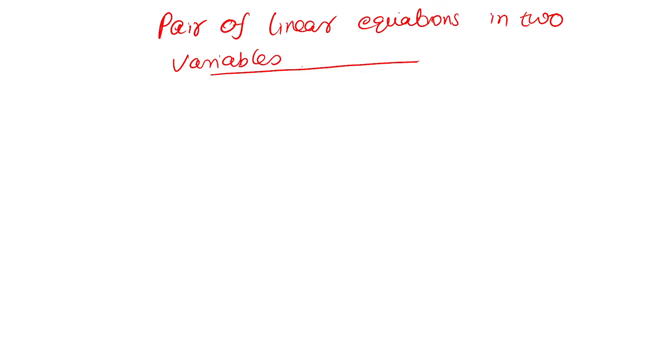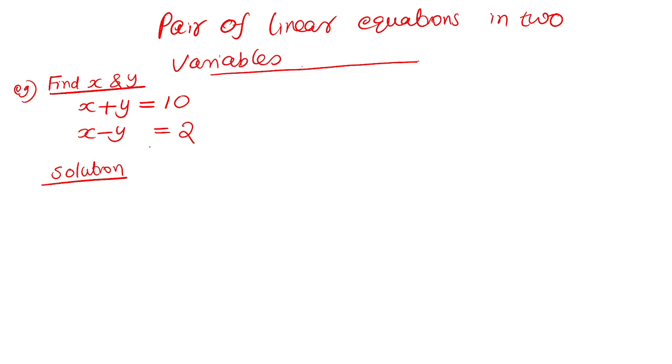Pair of linear equations means linear equation we studied last year. Definitely I will interact with you. Let me write some 3 or 4 steps. After that I will interact with you. I will ask you questions. You have to reply.